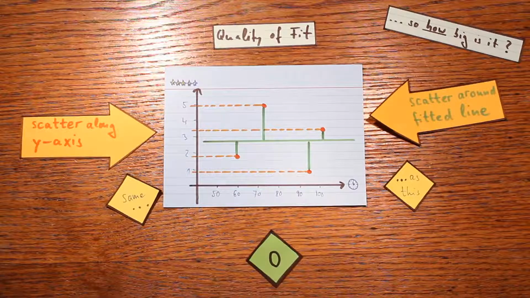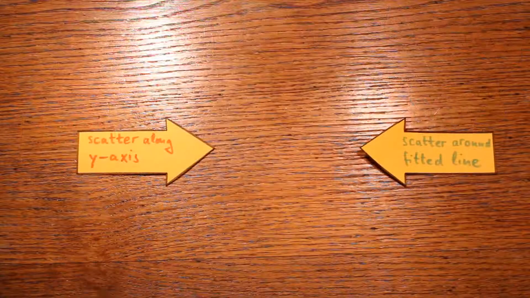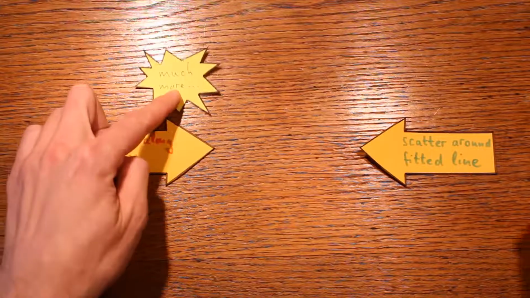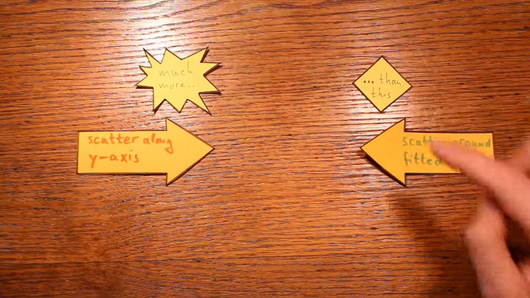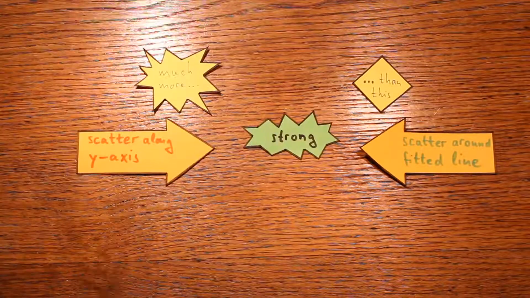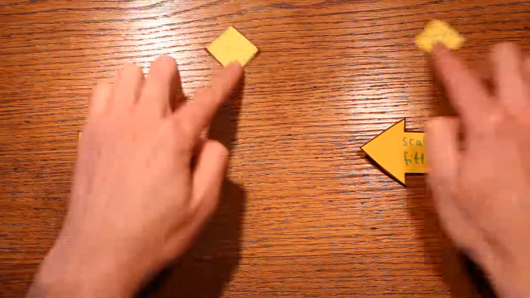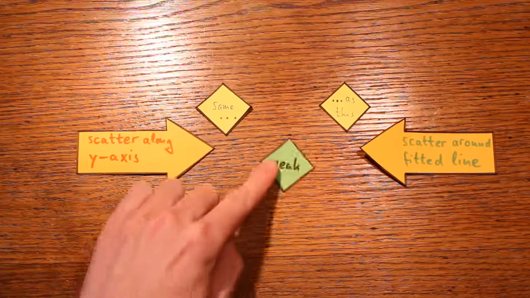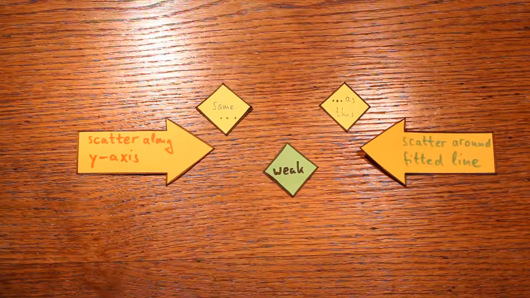So you can see that if the scatter along the y-axis is much larger than the scatter around the fitted line, then we get correlation coefficients which are really large in magnitude. But if the scatter along the y-axis and the scatter around the fitted line are really similar, then we get correlation coefficients which are close to 0.